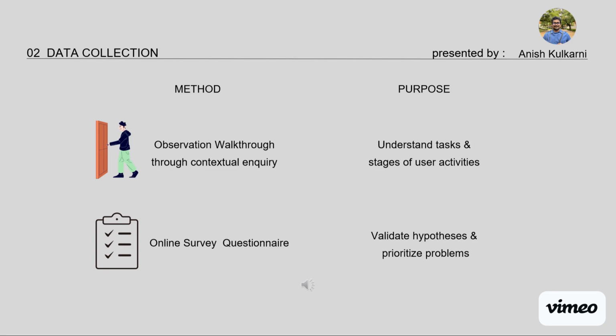On the other hand, we circled back to survey responses to quantitatively validate some of our hypotheses and uncover general audience preferences so that we could prioritize problems and opportunities. Now, on to the interesting details of the observation and context method.